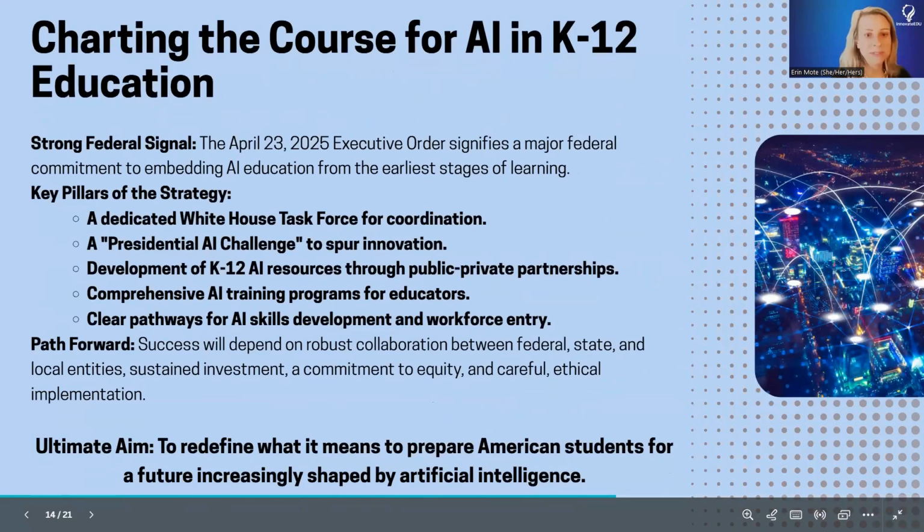Okay, so in conclusion, as we think of the pathway forward, I think it's important to name that there are key pillars in this strategy that folks should be paying attention to, not just in K-12, but in workforce and in higher ed. And really, the success of something like an EO is in the implementation. And so it's going to rely on robust collaboration between federal, state, and local entities, sustained investment, a commitment to equity, careful, ethical implementation, and again, folks staying engaged in this conversation.